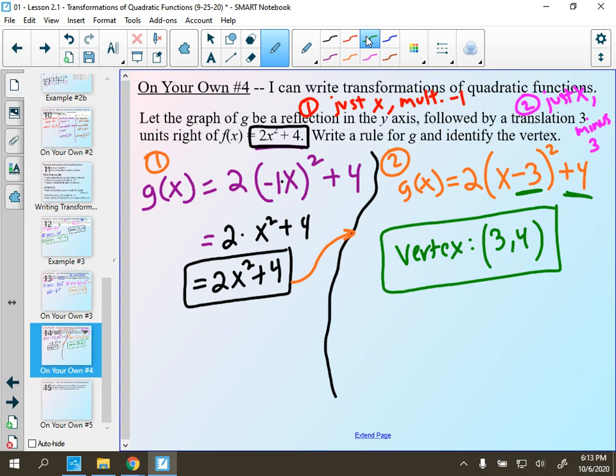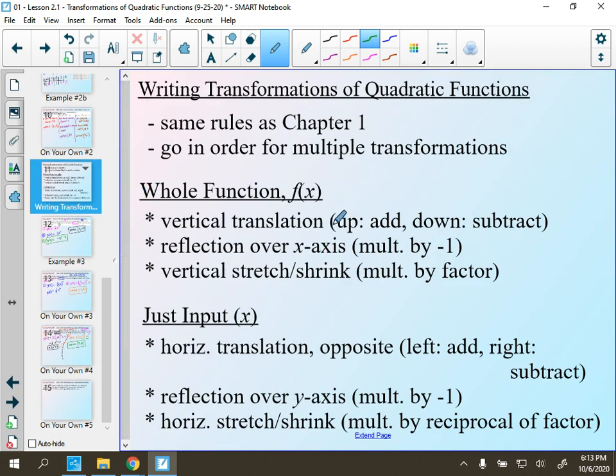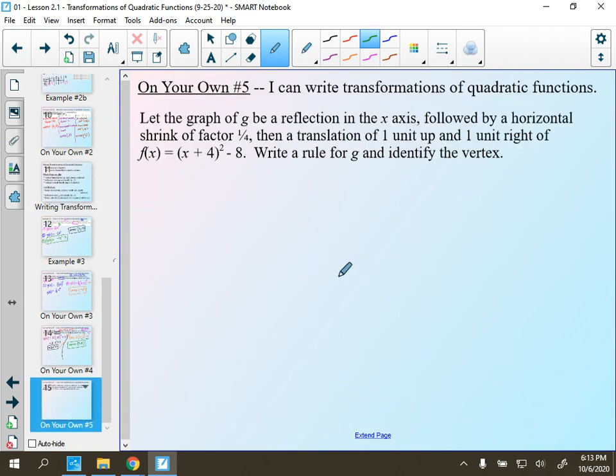So we are done. I think it really boils down to just knowing when am I multiplying the whole thing by -1 or just the x by -1? When am I multiplying by the factor? When am I multiplying by the reciprocal? Okay, so go back. This is the page that's hopefully going to get you going.